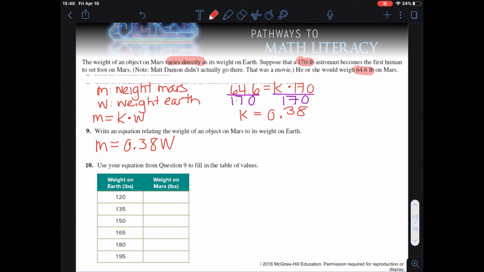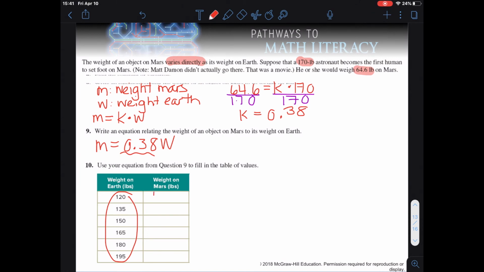So now we can utilize this to talk about weight in different categories, because I don't have a clear cut of how I got from 120 to 135. I don't know what multiplication that is. I can just go ahead and plug in the formula. So we're just going to take each of these weights and times it by the 0.38.